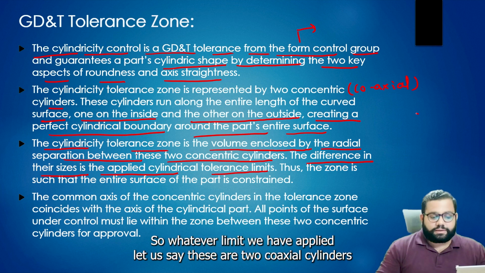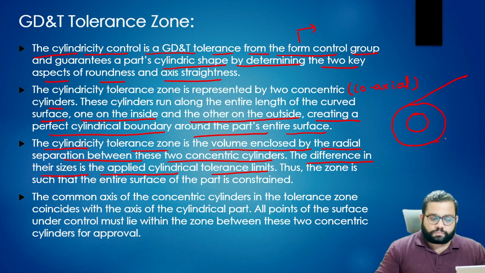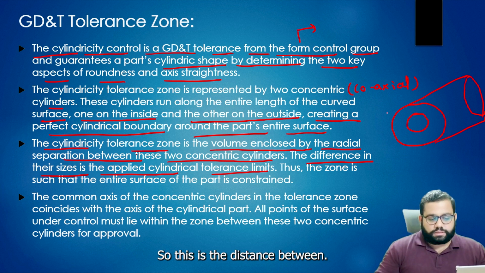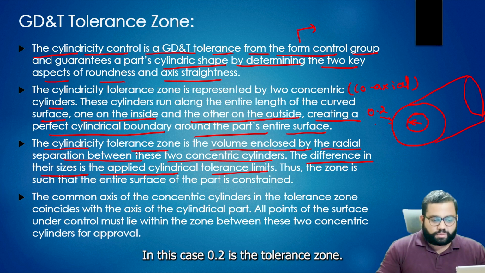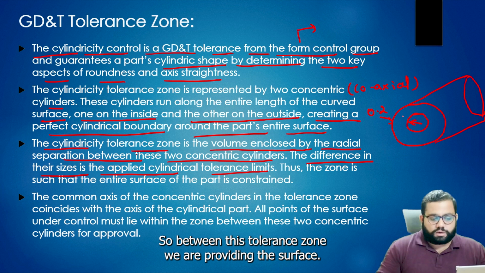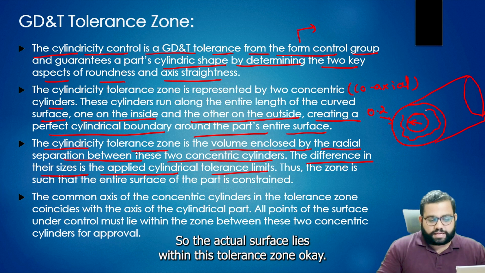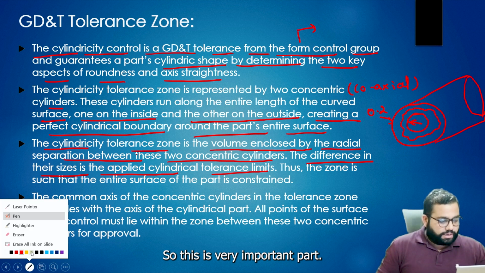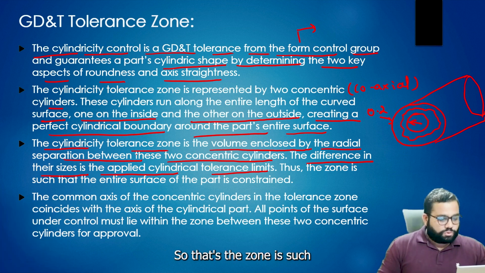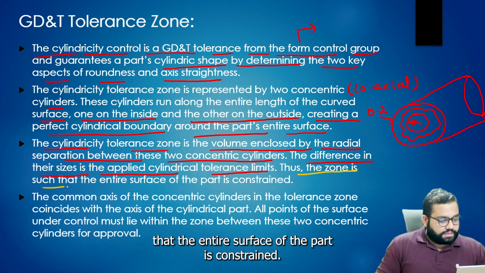So whatever limit we have applied, let's say these are two coaxial cylinders over the length like this. This is the distance between them, this is the tolerance zone. In this case, 0.2 mm is the tolerance zone. So the actual surface lies within this tolerance zone. Okay, this is a very important part. Thus the zone is such that the entire surface of the part is constrained.